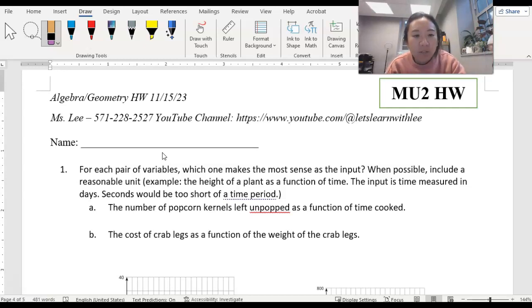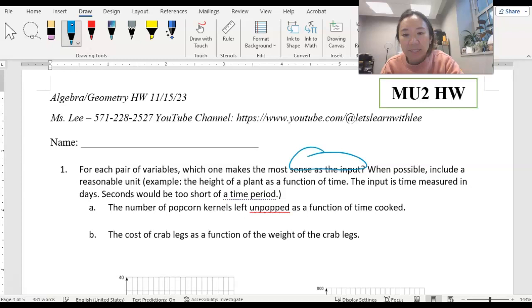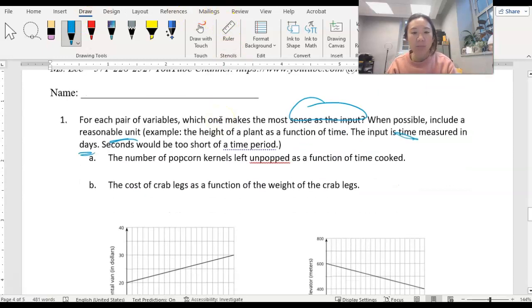Today we're going to be starting to get into domain and range in the upcoming lessons. So this is a review of your inputs and outputs. For each pair of variables, you want to figure out what makes the most sense as the input and try to use units with that. As an example, if we're talking about the height of a plant as a function of time, the input is time measured in days. Seconds would be too short of a period. Hours would probably be too short of a time period.